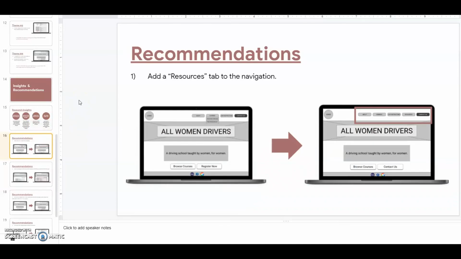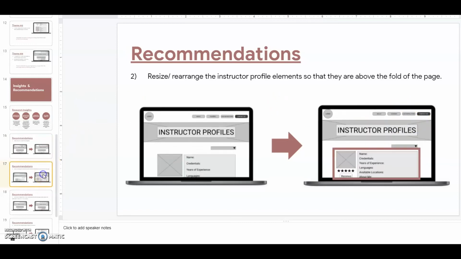So recommendation 1, add a resources tab to the navigation. I did this because people could not find the free resources and could not locate the articles, so I put resources up here. The second would be to resize and rearrange the instructor profile elements so that they are above the fold of the page. So here I put everything for one profile above the fold so users know this is what you can expect from this web page if you scroll down.